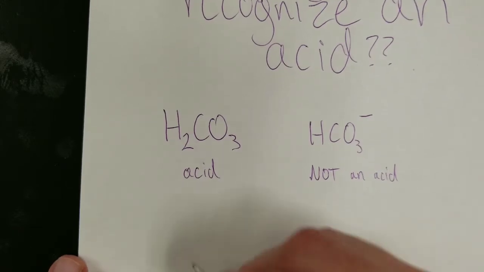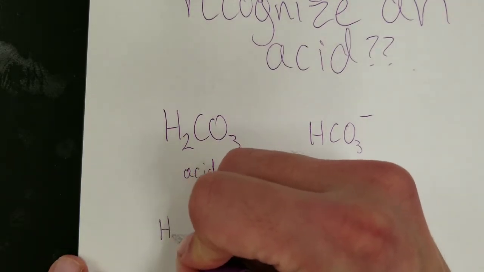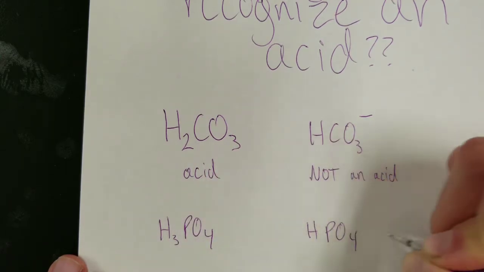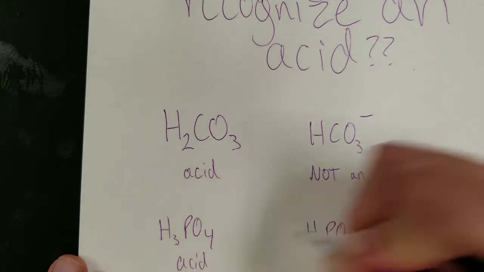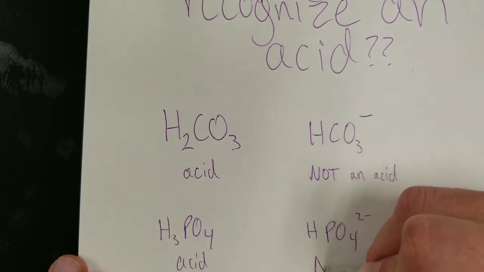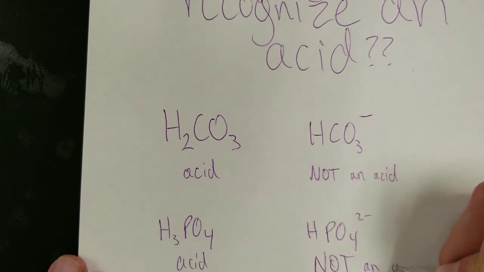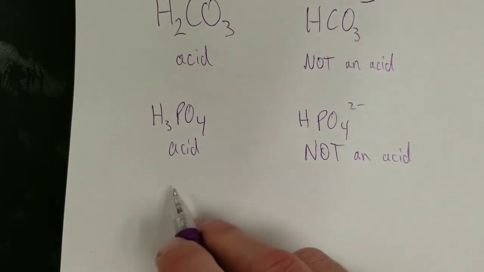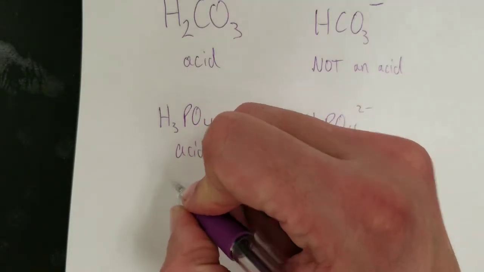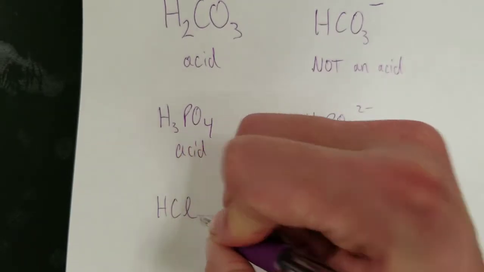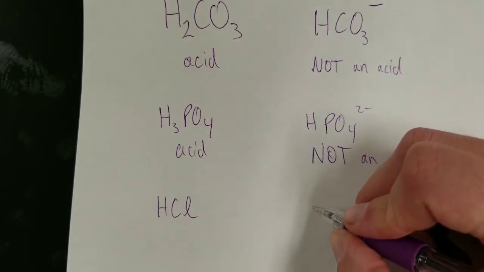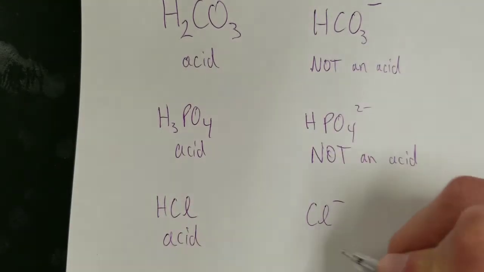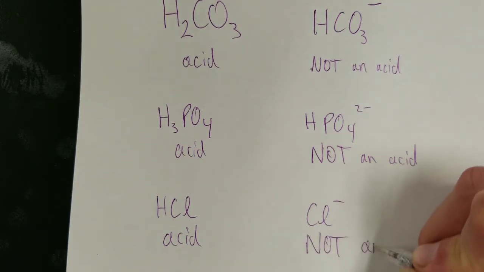Consider this now. H3PO4 versus HPO4 2 minus. Oops, forgot to put 2 minus. Acid. Not an acid. Even when we look at acids that don't contain oxygen in the formula, like hydrochloric acid, HCl, if you have Cl minus, well, you have HCl, acid, Cl minus, not an acid.